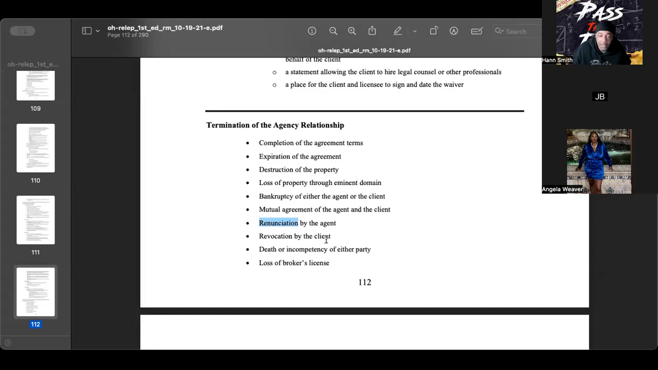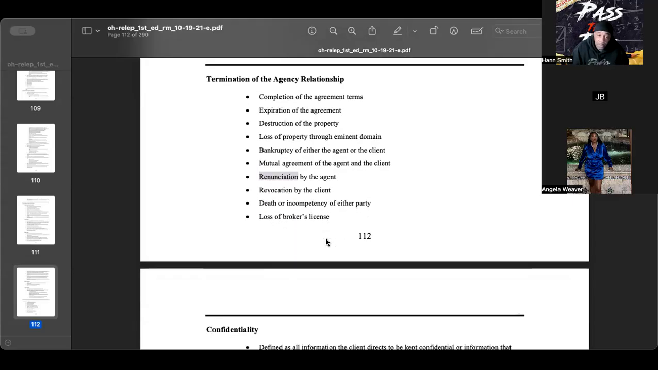All right. Then revocation, and that means to just revoke something. All right. Death or incompetency of either party. If somebody dies, if the broker dies, then that's it. If the seller dies, then that's it. Or if you're incompetent. Loss of the broker's license. Obviously, if the broker loses the license, they can't practice real estate in Ohio.